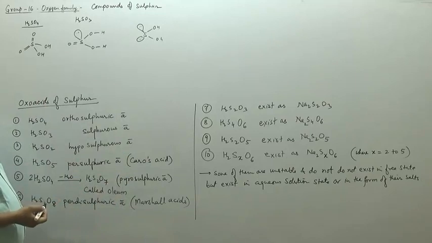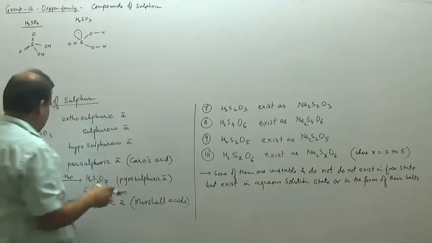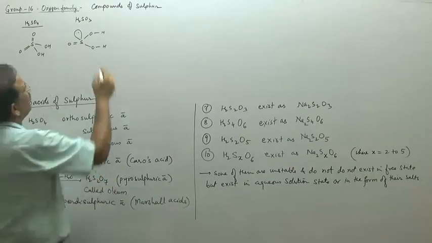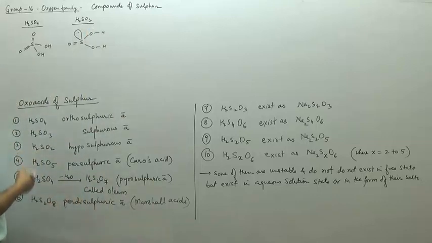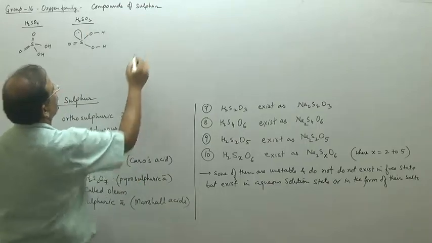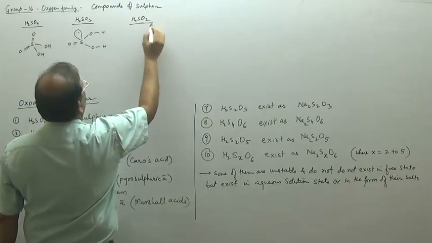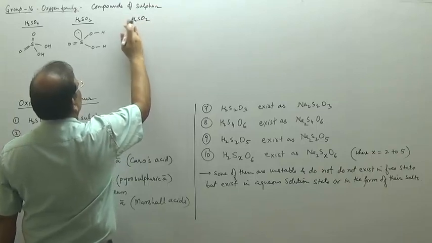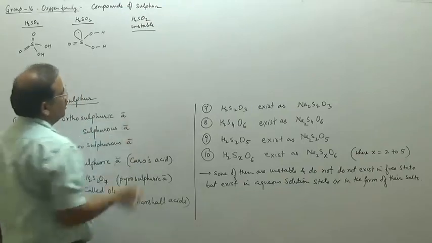In that case, it does not exist like that. It will not exist in free state. It will exist in solution state, where there should be a negative charge which is resonance stabilized. This H2SO2, hypo, is unstable, we used to say that.